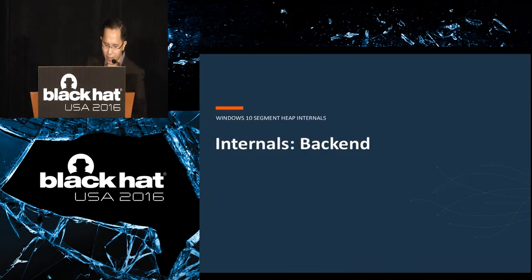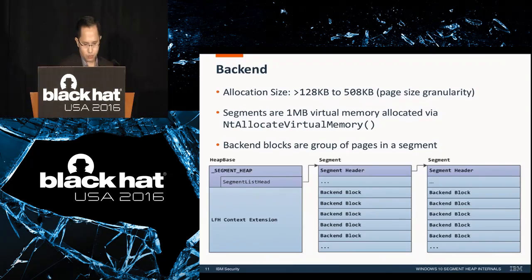So after discussing the architecture, configuration and the heap base, I'll now discuss the four different components of the segment heap. And I'm going to start with the backend. The backend is used for allocation sizes greater than 128 KB up to 508 KB. And the backend blocks have a page size allocation granularity.